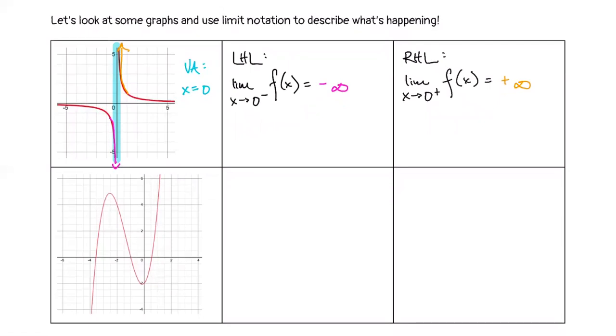Okay. So let's take a look at this second graph now. Where is the vertical asymptote?